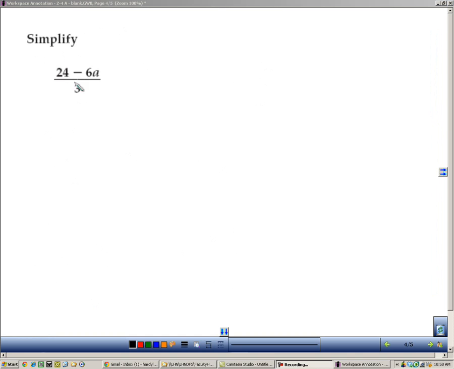Here we have division with a long division bar, and this has to be dealt with in a special way. You can't divide the 3 into these numbers individually, but if you separate it into two separate fractions and make it 24 minus 6a over 3. Now the reason that's legal is because these 3's are common denominators, and if you put them back together, you'd end up with this large fraction. So it makes sense that you could just pull them apart.